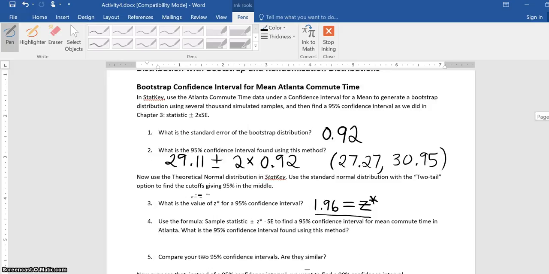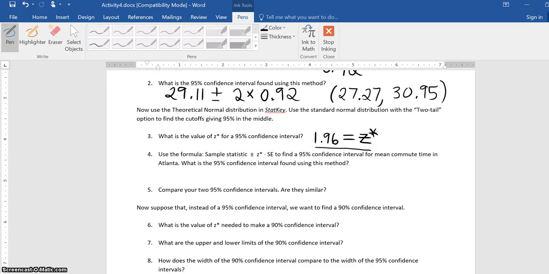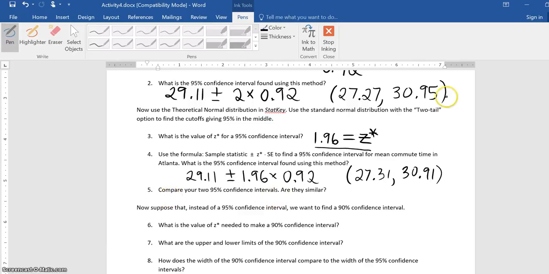When I want to make my confidence interval, I'm going to have my sample statistic, 29.11, plus or minus 1.96 as my z star, times the standard error, 0.92. This gives me a 95% confidence interval that goes from 27.31 minutes up to 30.91 minutes. Now comparing my two 95% confidence intervals, you can see that they are very, very similar.